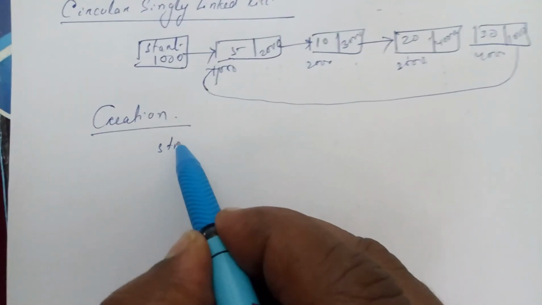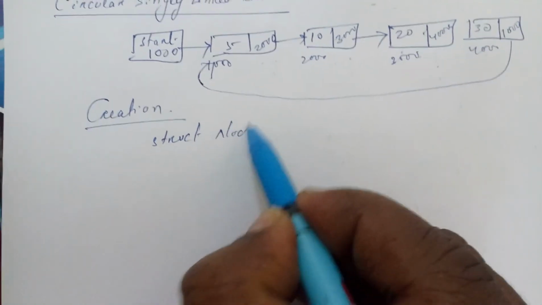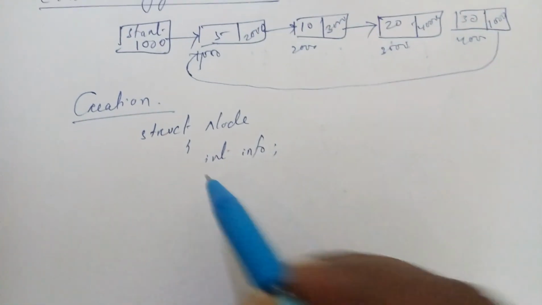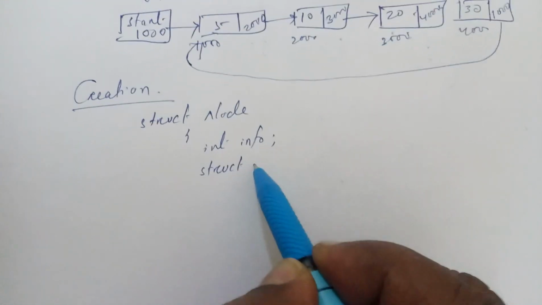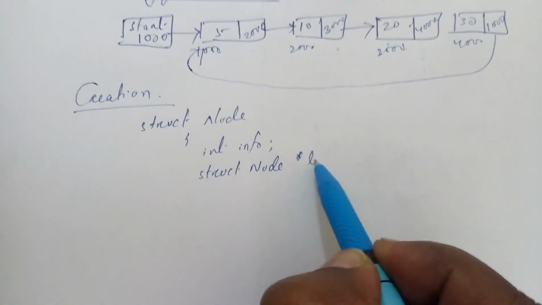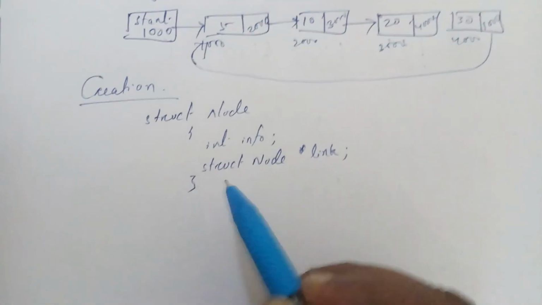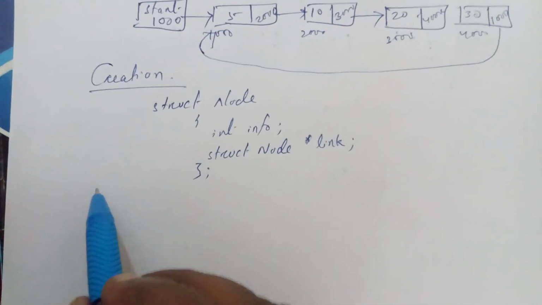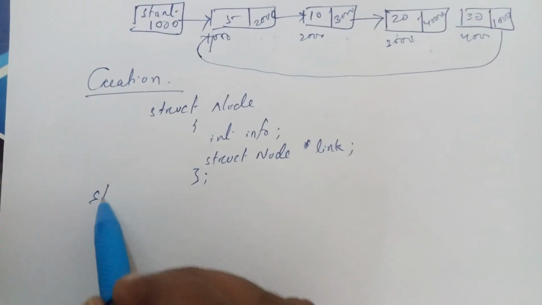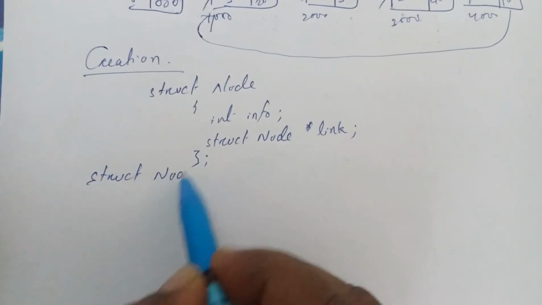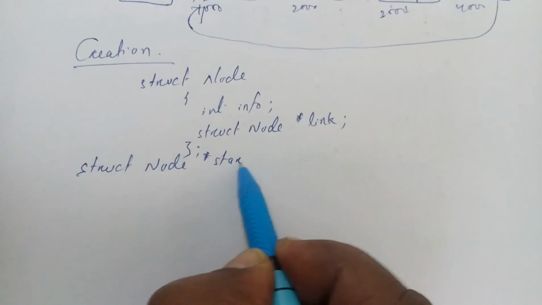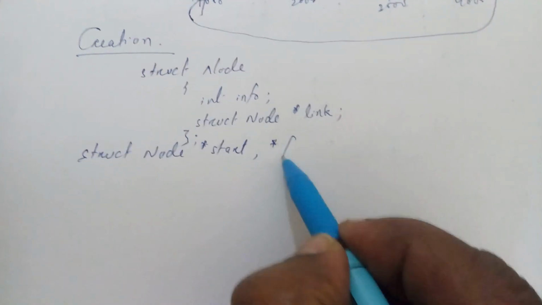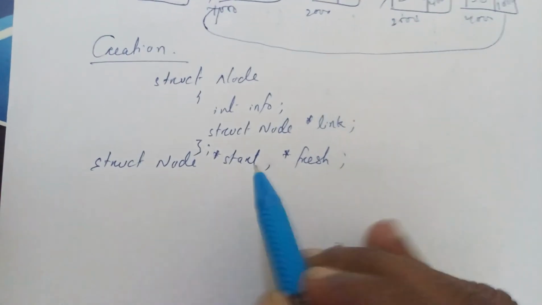So here also the node structure is like this. The node has one data part, int info suppose, and one link part, struct node asterisk link, like a single linked list. Here you have to create the pointers. Here also you need struct node asterisk start pointer to hold the address of the start node, and you also need a fresh pointer which will hold the address of the freshly created node.